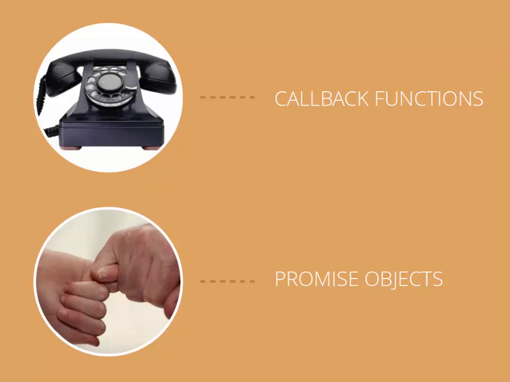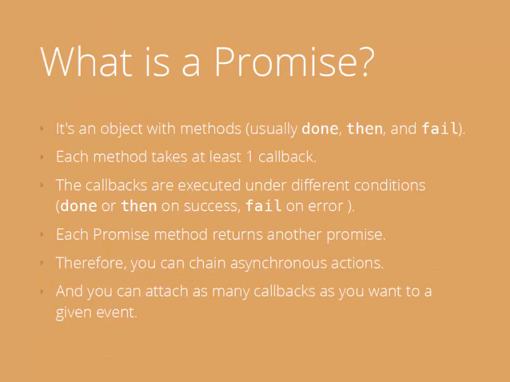The two most common things that you'll see all over the JavaScript world are callback functions and promise objects. So what is a promise? A promise is an object with methods that are usually named done, then, and fail. Each method takes at least one callback function, and the callbacks are executed under different conditions. For example, done and then are executed on success, and fail is executed on error. Each promise returns another promise so that you can chain asynchronous functions to each other, and so that you can attach as many callbacks as you want to any given success or failure event.